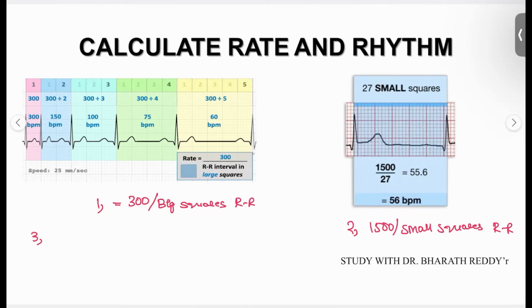For example, when there is an irregular heart rate, you have to take the 30 large boxes and divide by 10. The 30 large boxes should be counted for the number of QRS complexes. Okay.